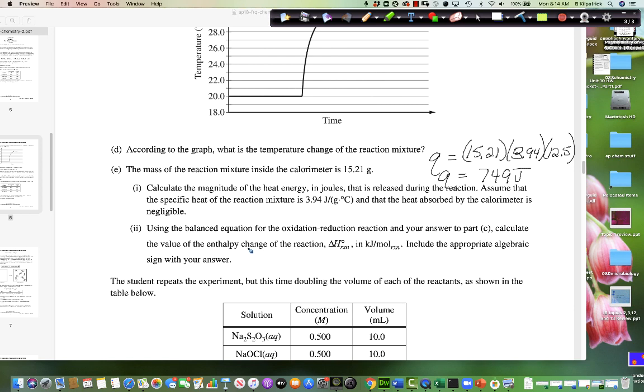All right, so now using the balanced equation for the oxidation reduction reaction, it wants you to convert it into kilojoules per mole. Okay, so we have joules, we've got to get that into kilojoules, and then we've got to divide by the number of moles of our reactants.